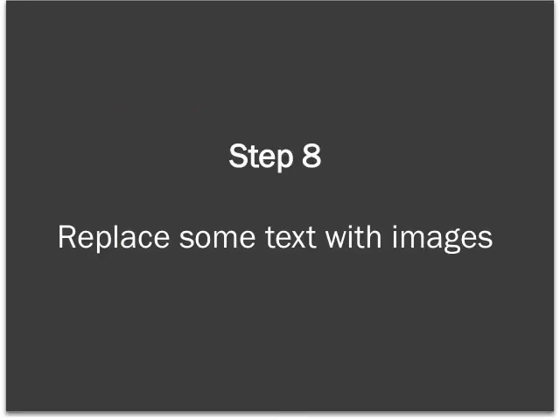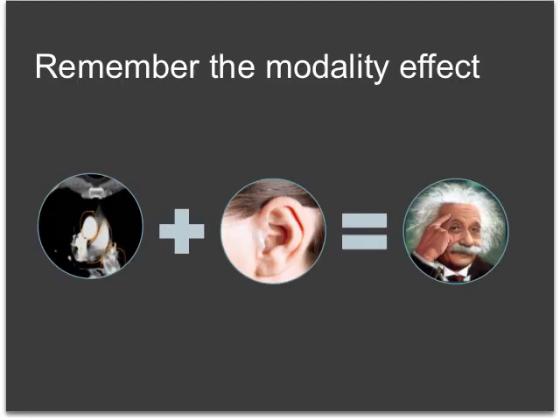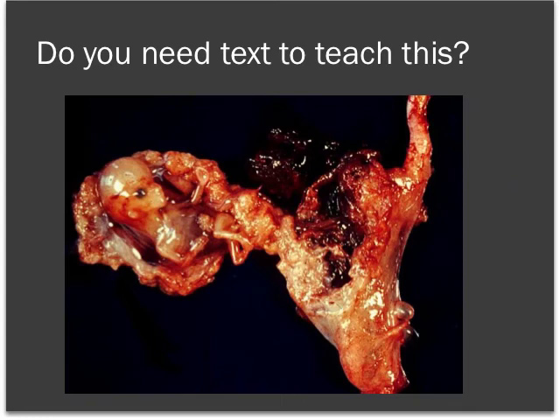Think about replacing some of your text with images, particularly those that are going to create some kind of an emotional connection with the material you are about to present. It also becomes a good way of separating and linking different topics within your talk. Remember that modality effect we talked about before. If you have an image, try and use an auditory explanation of it rather than using a textual explanation, or worse, both. Do we really need text to be able to explain the occasionally fatal consequences of a ruptured ectopic pregnancy?